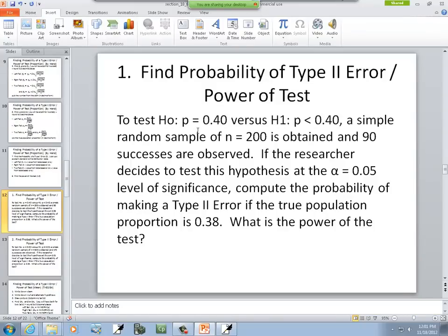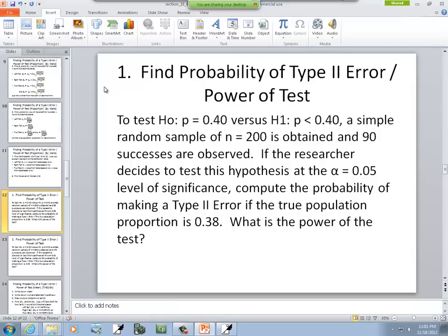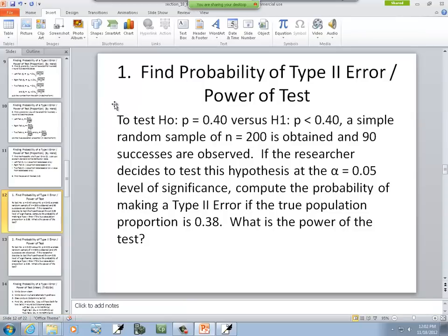Okay, so it says to test H naught: P is equal to 0.40 versus H1: P is less than 0.40. Now I don't like this notation myself. If this is less than, I like this to be greater than or equal to, but this is what is currently used in this book. But these are opposites of each other, so I really do like them to be opposite. It gives you the same answer in case you're wondering.